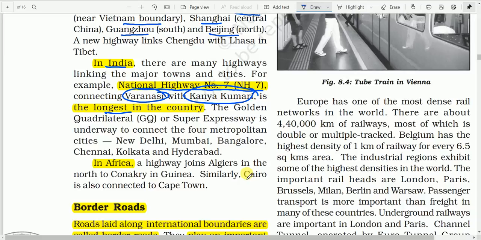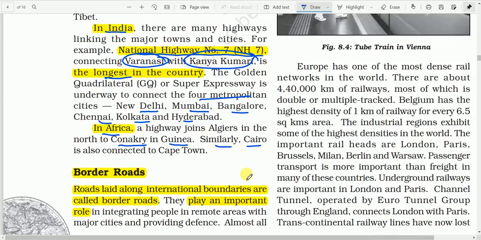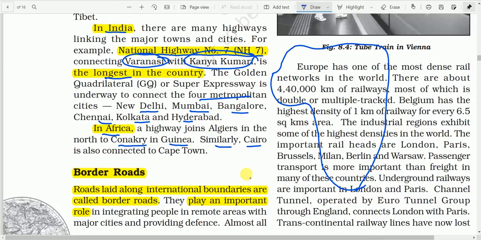And the Golden Quadrilateral or the Super Expressway is underway to connect the metropolitan cities of New Delhi, Mumbai, Bangalore, Chennai, Kolkata, Hyderabad. We have learned this in class 10 also. Then last but not the least, we are here in Africa. A highway joins Algiers in the north to Conakry in Guinea. Similarly, Cairo, that is in Egypt, is also connected to Cape Town. Let us say this is the map of Africa. Cairo is somewhere here, Cape Town is somewhere here, and it is connected.